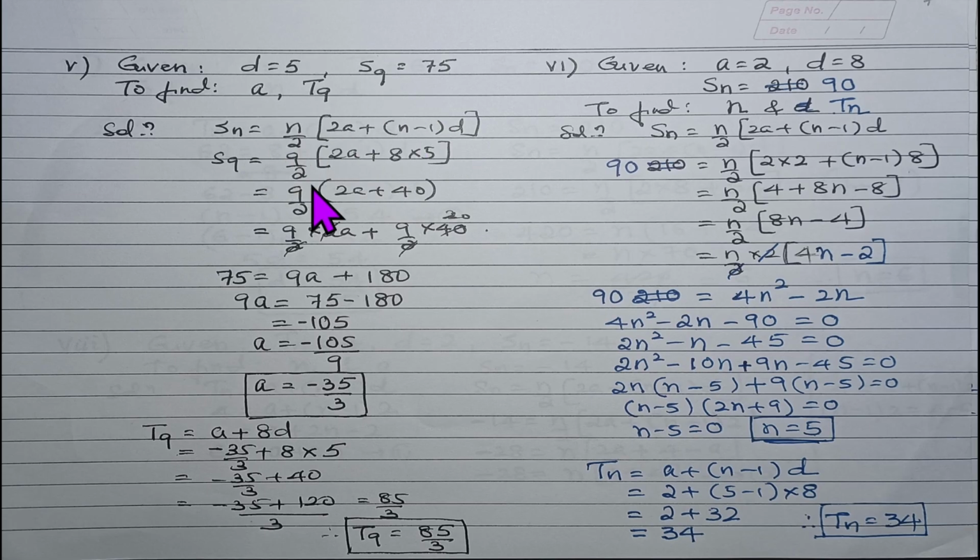Therefore S9 is equal to 9 by 2 in the bracket 2A plus 9 minus 1 into 5, because D is known. That is 8 into 5. So 9 by 2 in the bracket 2A plus 40. So 9 by 2 into 2A plus 9 by 2 into 40, it gives us 75 is equal to 9A plus 180. Simple simplification. So 9A is equal to 75 minus 180, which is minus 105. A is equal to minus 105 by 9. So we have A is equal to minus 35 by 3.